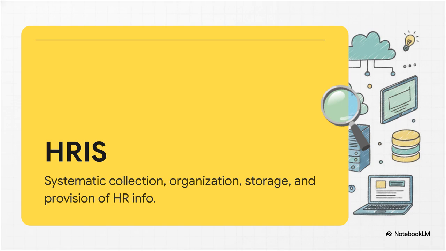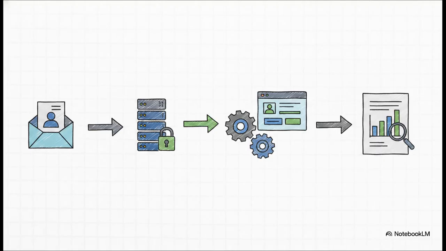Which brings us to our formal definition. A human resource information system, or HRIS, is a systematic, computerized database for the collection, organization, analysis, storage, and provision of HR information. I like to think of it as the central nervous system of a company. It provides data with far greater accuracy, drastically reduces the cost of summarizing that data, and possesses incredibly high data security and dependability. Let's break down the architecture of this central nervous system.